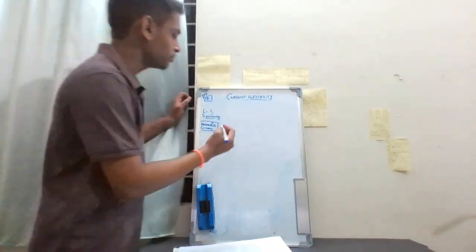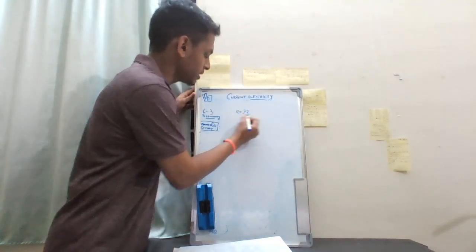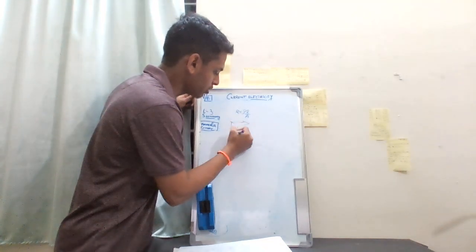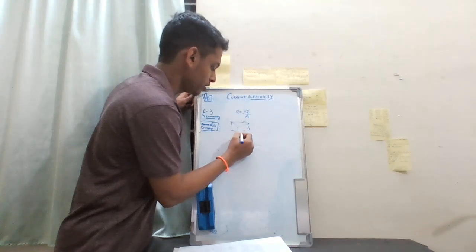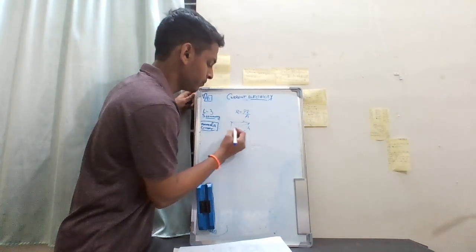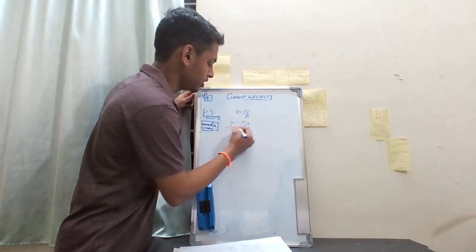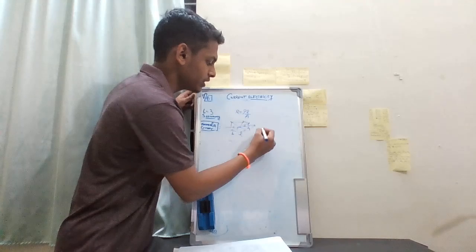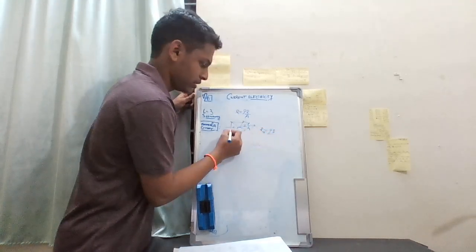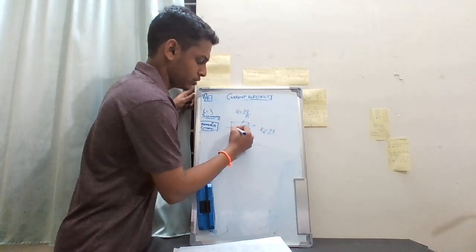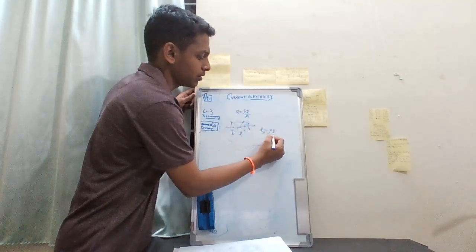First of all, we will learn about R equals rho L by A, with some examples. Take a cuboid of height H, length L and breadth B. If we name this face 1 and this face 2, and current is passing through 1 and 2, then R12 will be rho L by H into B, which is the area.